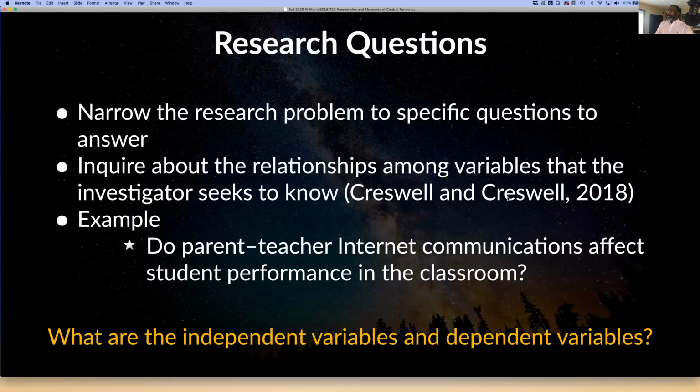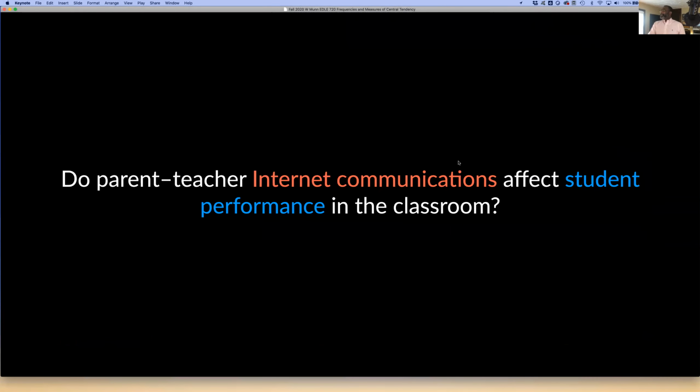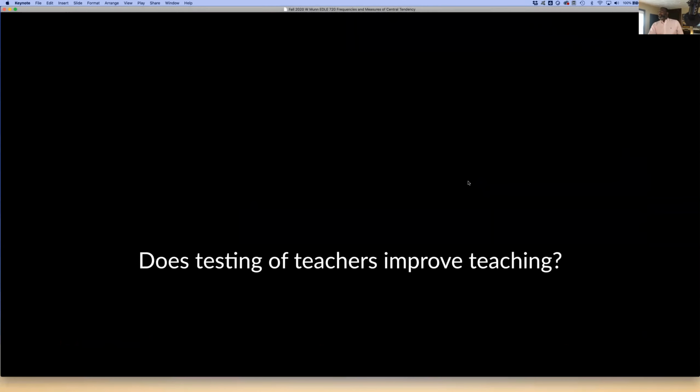What are the independent and dependent variables in that question? Student performance is affected by parent-teacher internet communication. That's the way to think of it. That's absolutely right. And generally, I use red as the independent, having an effect on the dependent. Thank you for that. Does testing of teachers improve teaching?